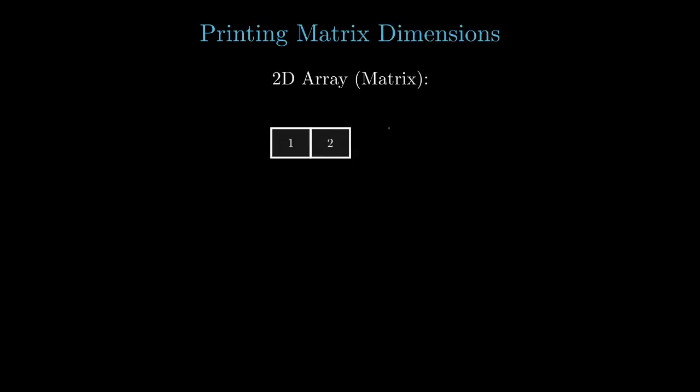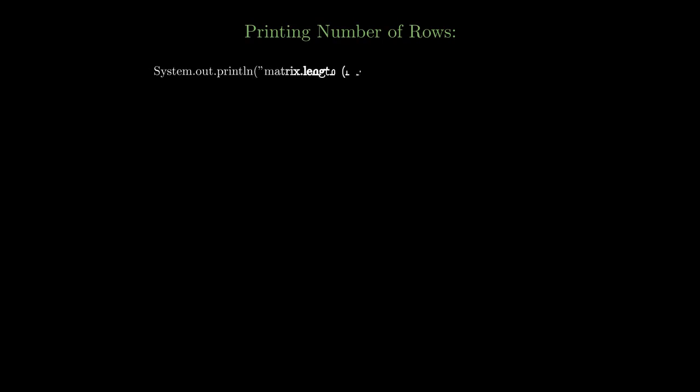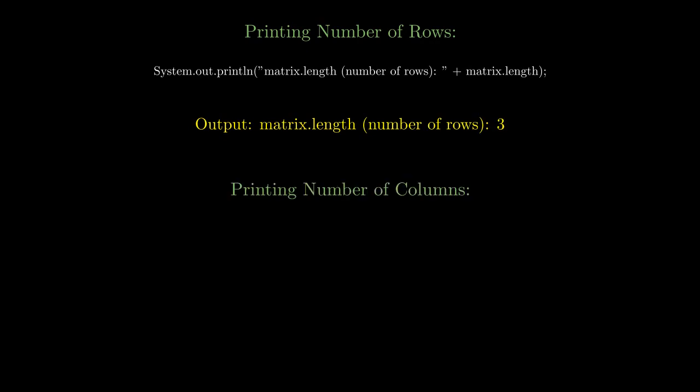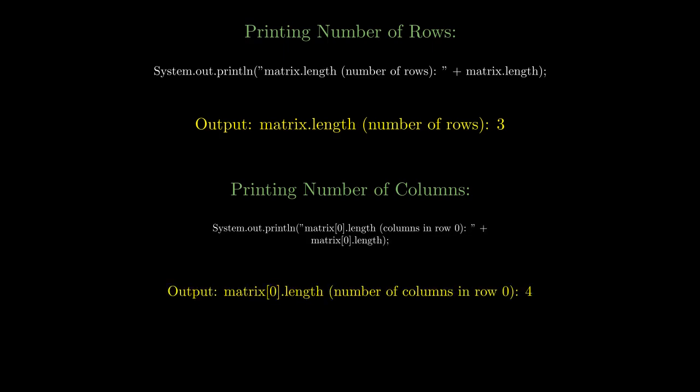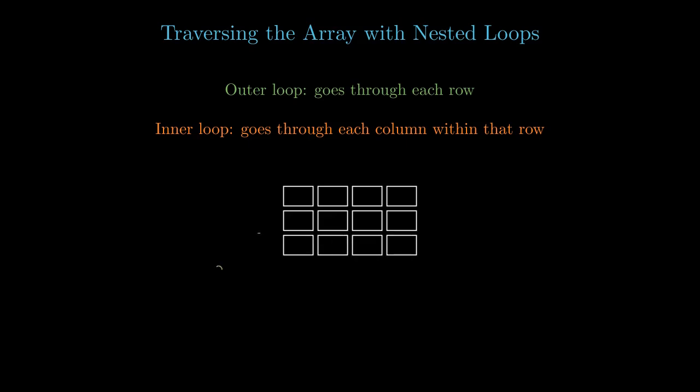Then we print out the number of rows and the number of columns in the first row. System.out.println("matrix.length (number of rows): " + matrix.length); System.out.println("matrix[0].length (number of columns in row 0): " + matrix[0].length); When this runs, the output will be: matrix.length, number of rows is 3; matrix[0].length, number of columns in row 0 is 4.